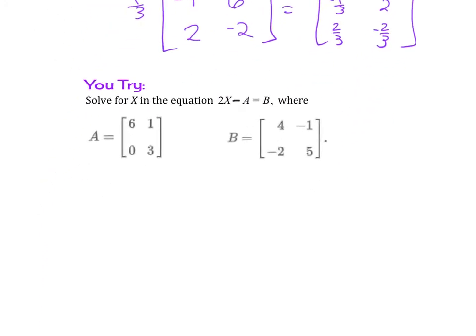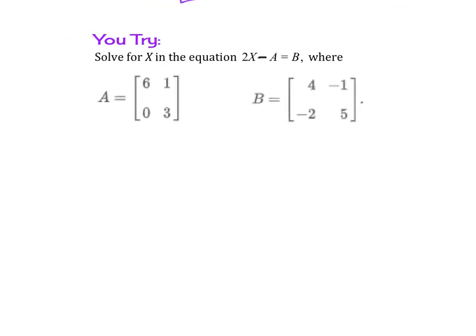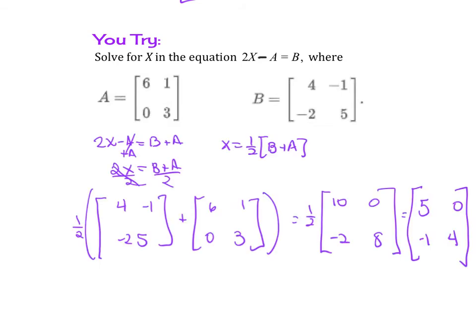So try this example. Solve for x in the equation 2x minus A equals B, given A and B. Finding this, you would find the answer to be 5, 0, -1, and 4.